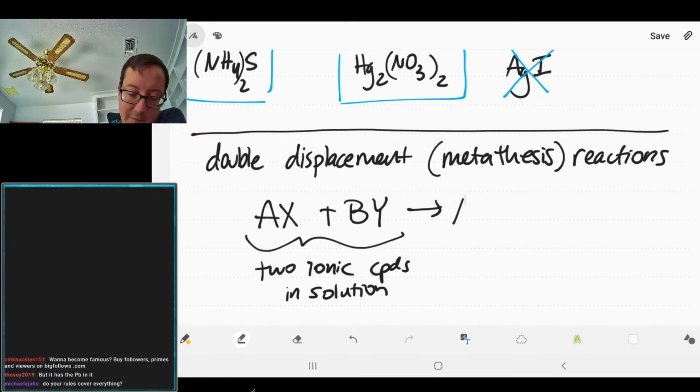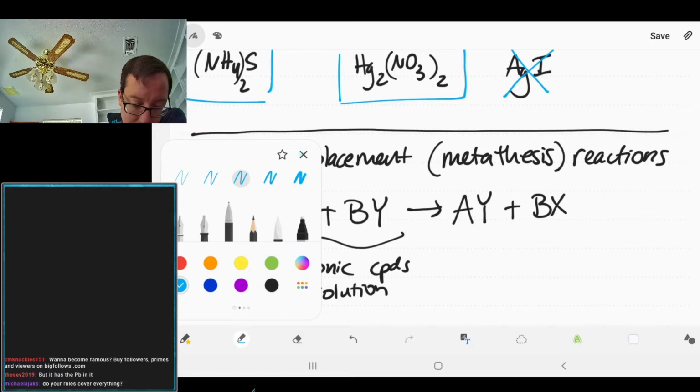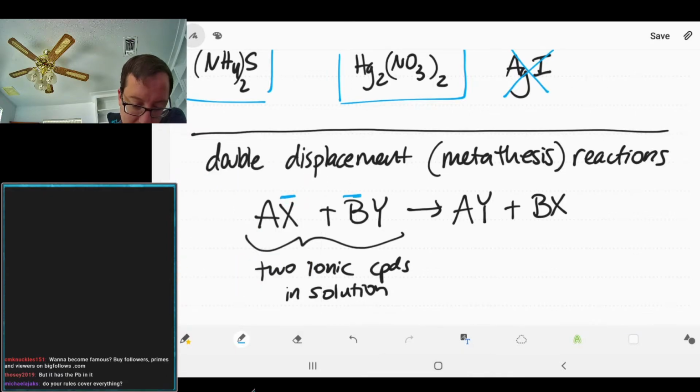So we now have A with Y and B with X. So we end up pairing off the opposite. The cation from one compound goes with the anion of the other compound. They're switching partners. That's all that happens here.